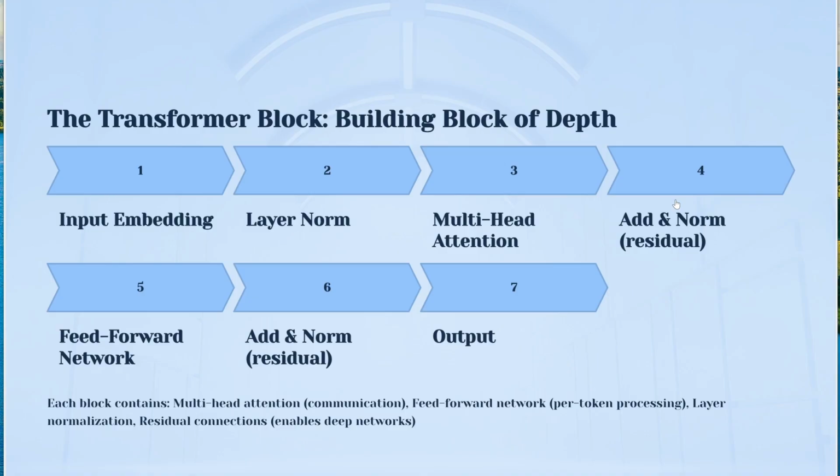Now, after we've spoken about the core concept of self-attention and multi-head attention, let's zoom out and look at how these pieces come together inside a transformer block. A transformer model isn't just one attention layer. It's built by stacking many transformer blocks one on top of the other, but each transformer block has the same internal structure.